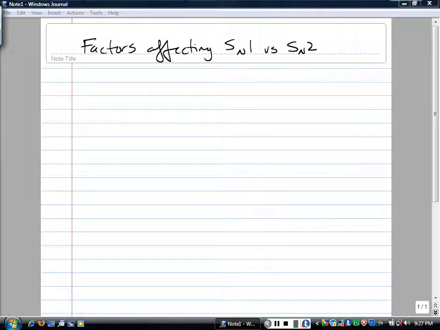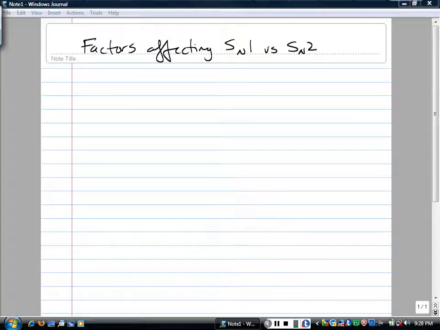Okay, so we're going to do 2 lectures today, and I'll break them up into 30-minute sets. And we're going to look essentially at the factors that affect whether a reaction partitions SN1 or SN2. In other words, if I mix a particular substrate with a particular nucleophile, will I get an SN1 reaction or an SN2 reaction?